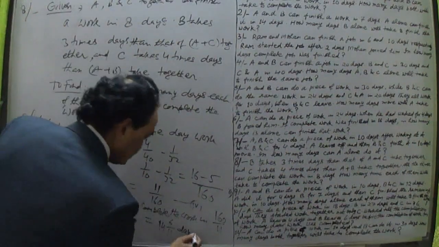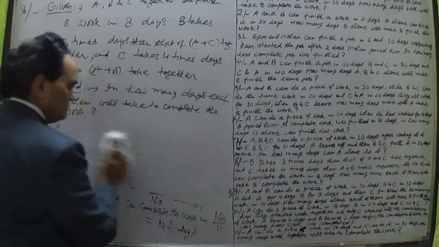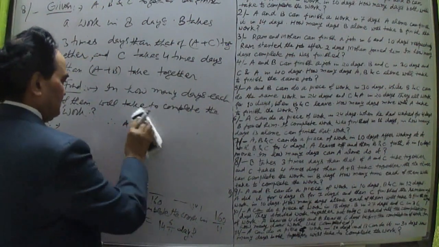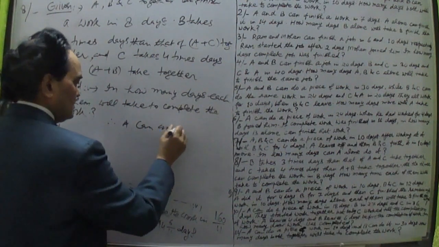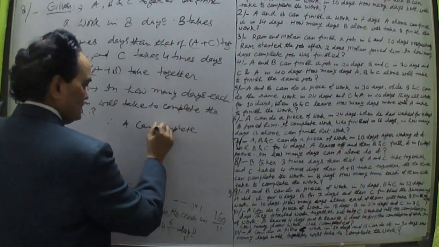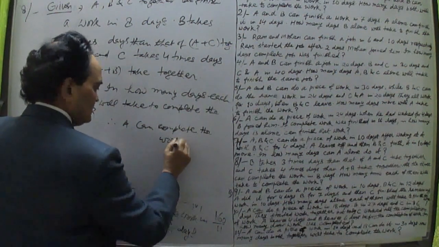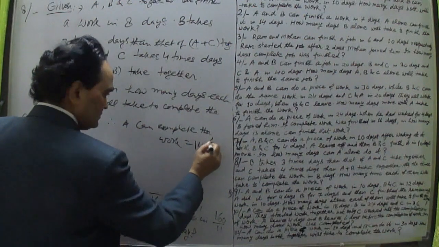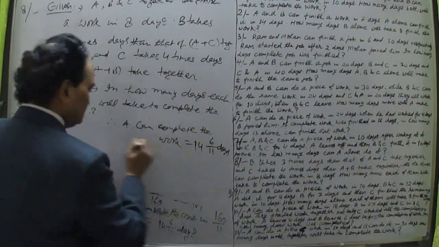This is the number of days here. Then let me write the answer. Therefore, A can complete the work. This is the answer. A is working 14 and 6/11 days.